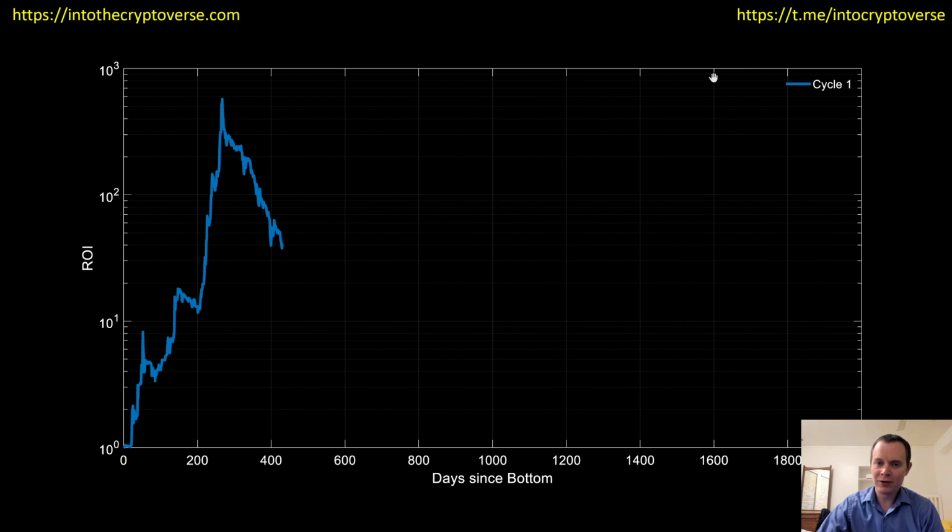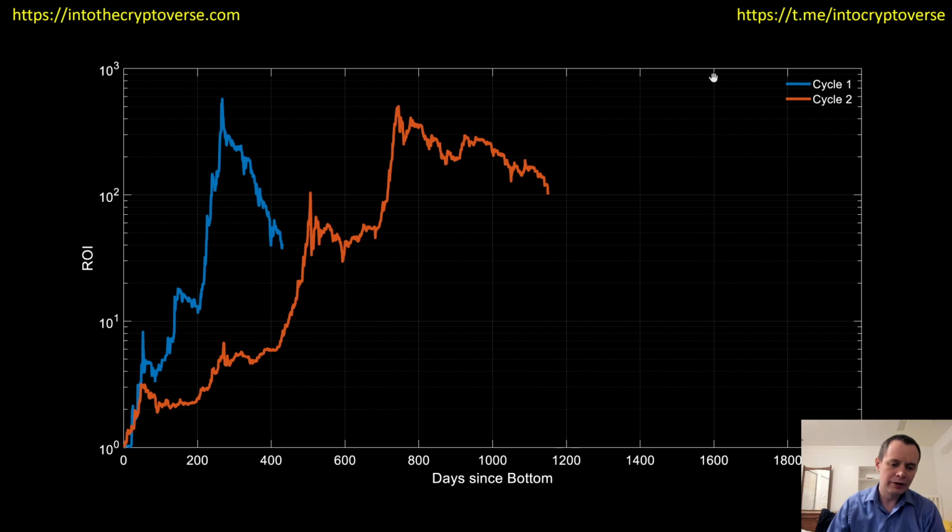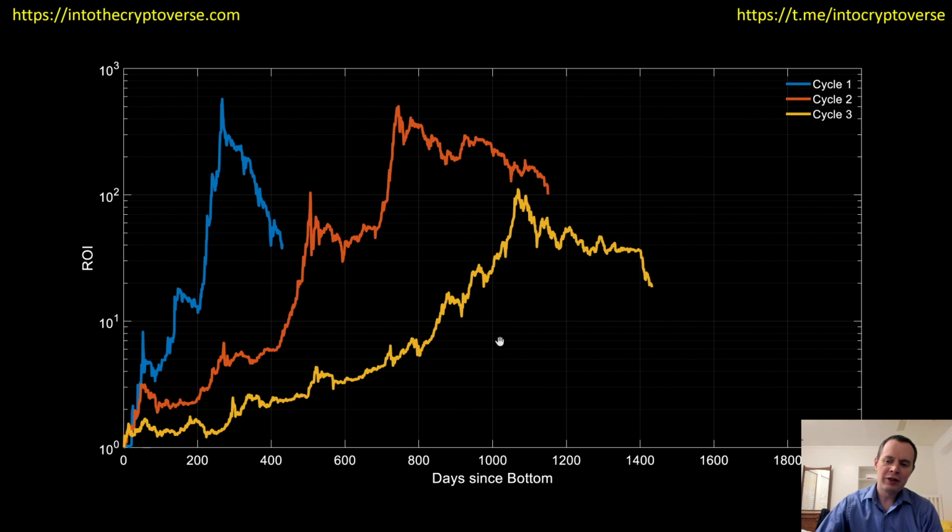This is the first cycle, so this is not measured from the halving. This is measured from the market cycle bottom. So this is the first halving, this is the first cycle from the market cycle bottom, and then this is the second one. You can see from that cycle bottom, the first one took about 250 days. The second one took around 750 days, and you can see that the ROI did slightly decrease on a daily time frame. The third cycle continued to decrease, and again, it took longer.